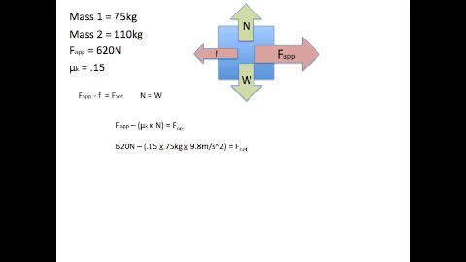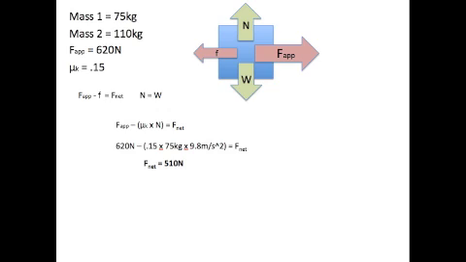So 620 newtons of the force applied minus 0.15 times 75 kilograms, which is the box that we're measuring right now, times gravity, 9.8 meters per second squared, equals the force net. So in the end, after a little calculating, you get the force net equals 510 newtons.